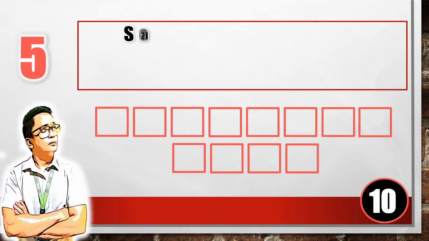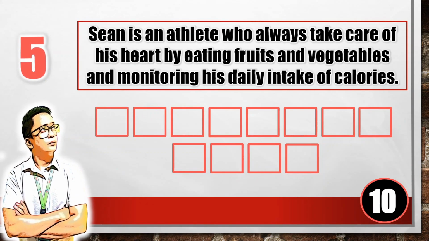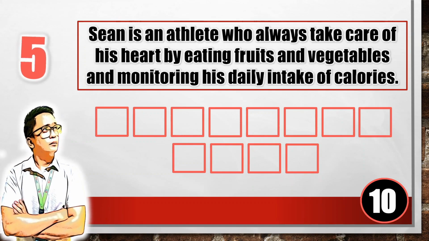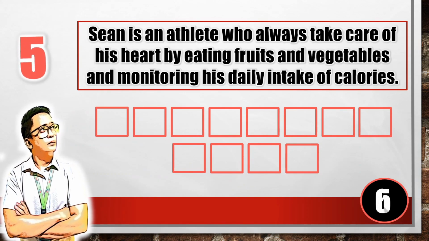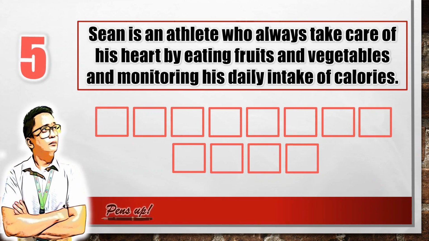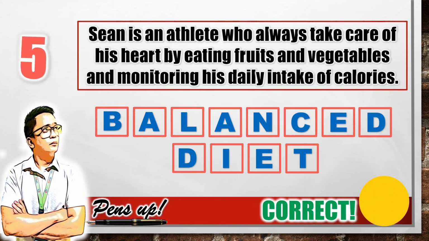Number 5. Sean is an athlete who always takes care of his heart by eating fruits and vegetables and monitoring his daily intake of calories. Your timer starts now. Hands up. The correct answer is balanced diet.